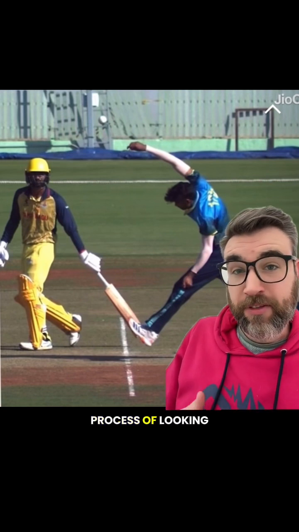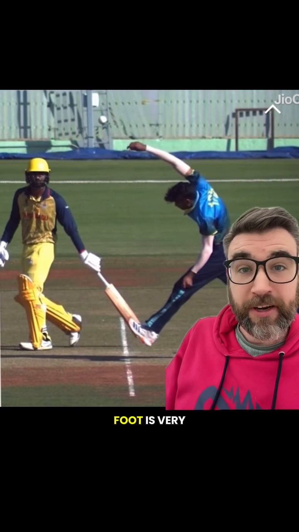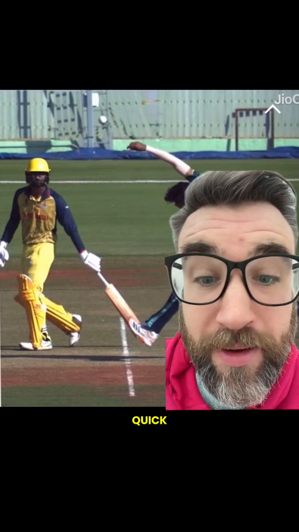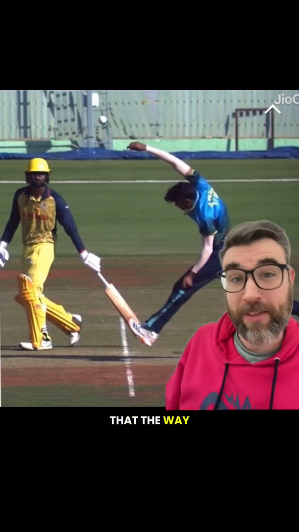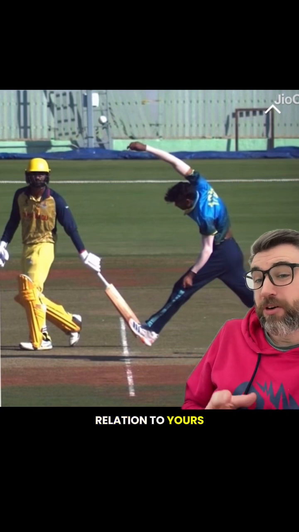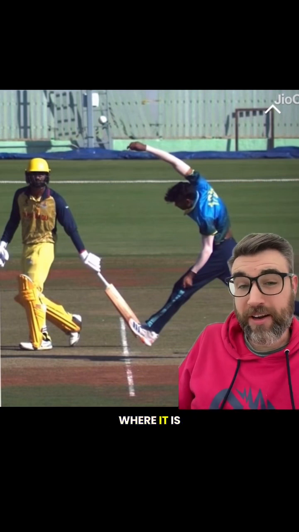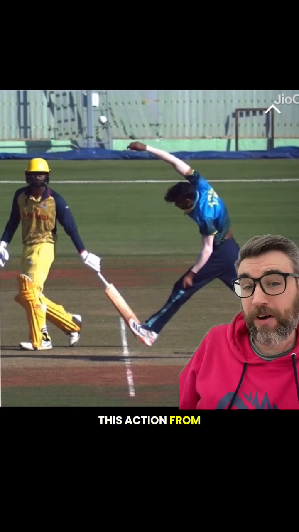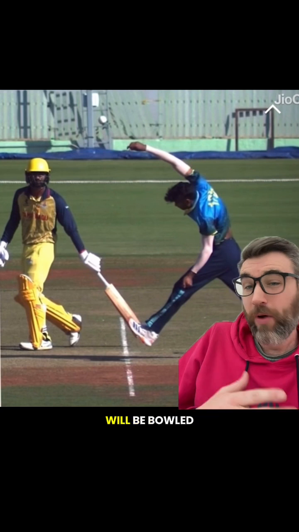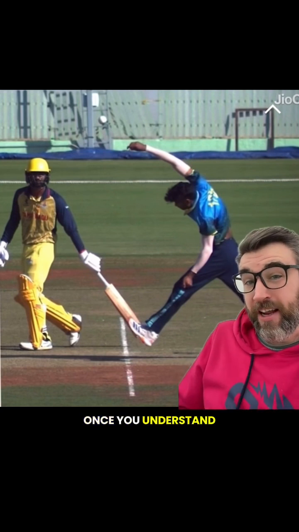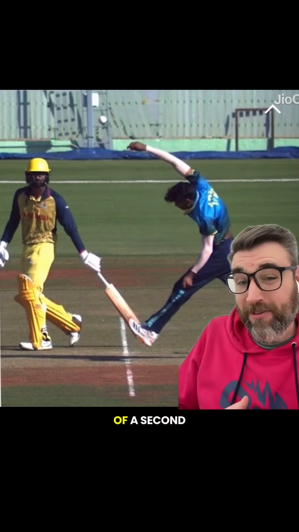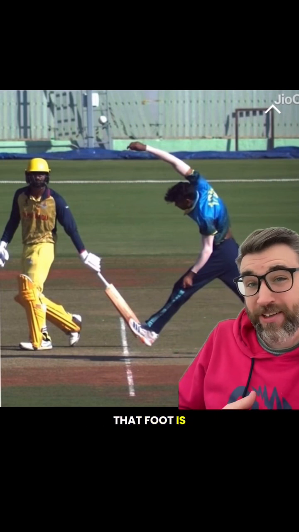Remember that the process of looking at the popping crease and the front foot is very quick and doesn't involve moving your head. It's literally this quick. So just do that the way that you normally would. Get a read on where their body is in relation to yours, how long their legs are, where it is that they're starting this action from, and do your best to deduce whether or not their standard ball will be bowled correctly. Once you understand their rhythm a little bit, do take an extra 1/100th of a second to see when that foot is going to fall.